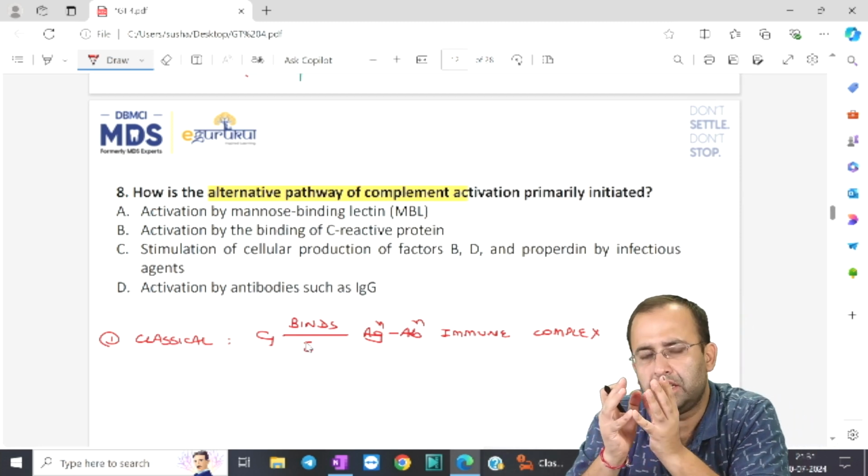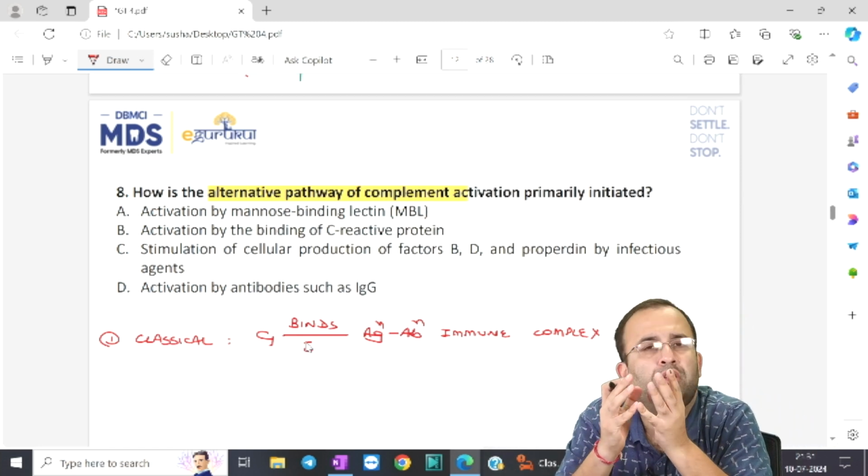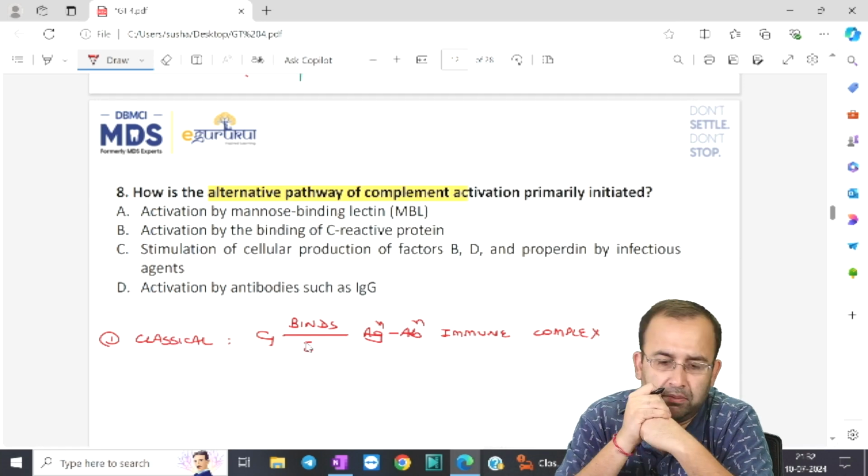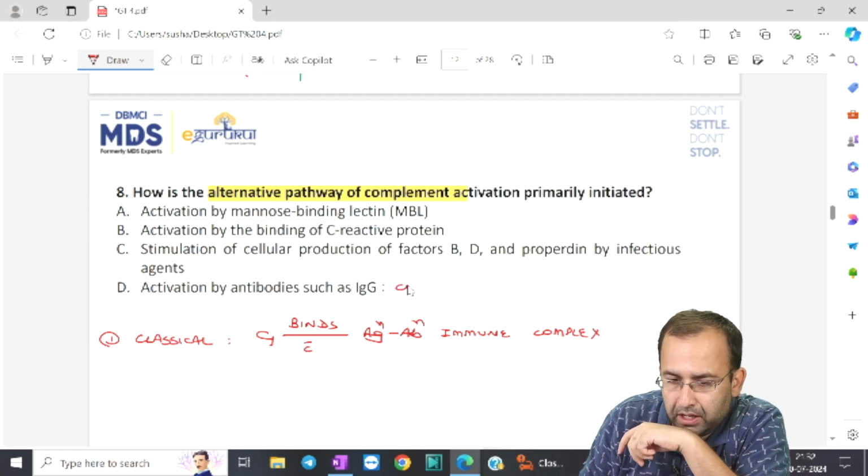So the whole bacteria plays a role in activation of the classical pathway. It is activated by antibodies like IgG. This is classical.